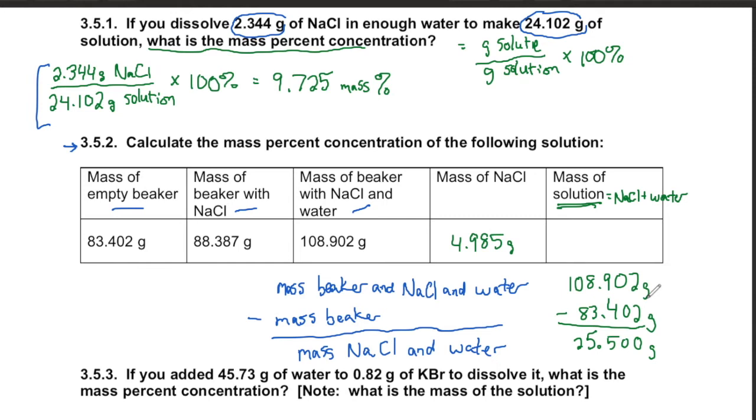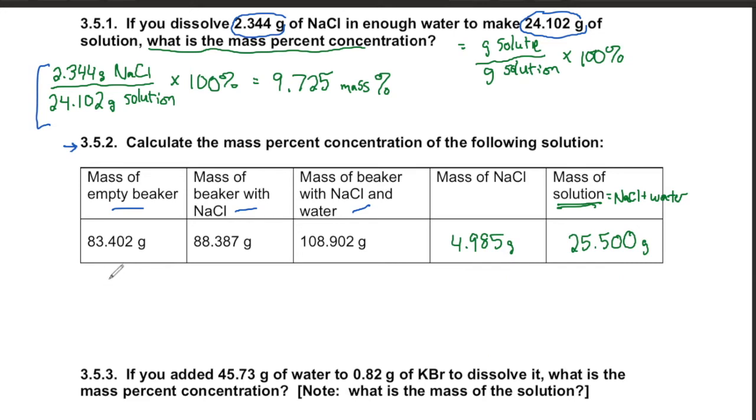And this comes out to be 108.902 minus 83.402, which is 25.500 grams. So it's important to keep 3 past the decimal. Whenever you're working with our lab balances, that's how far you know your masses.